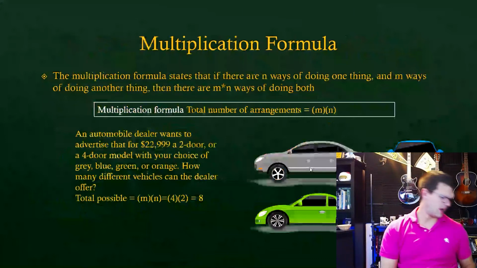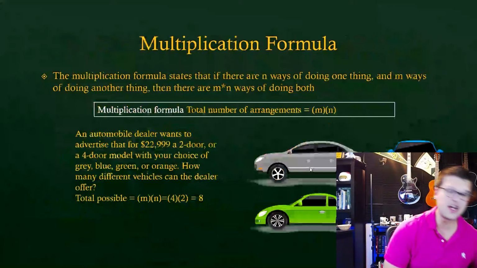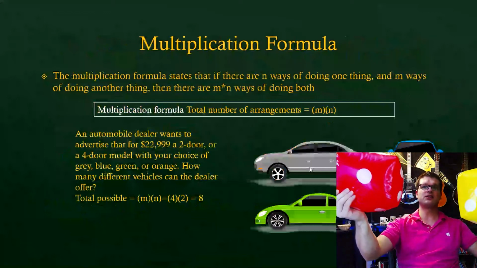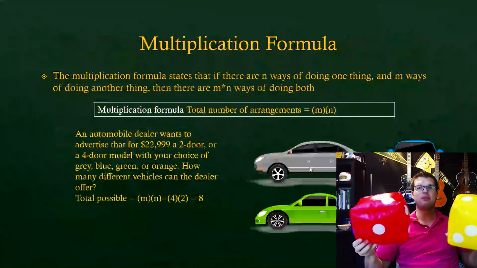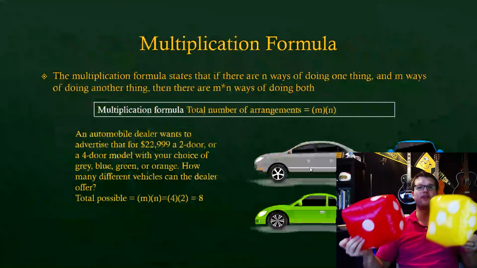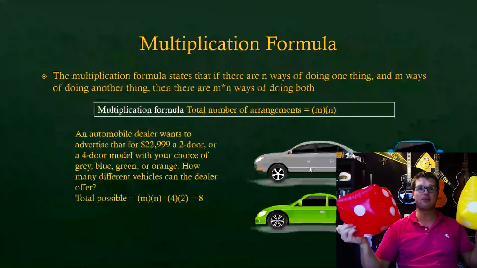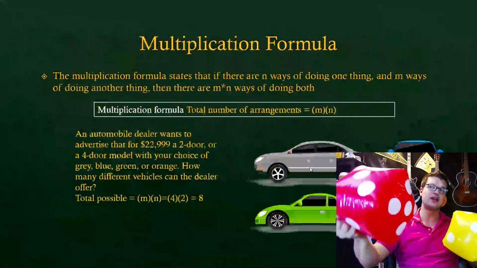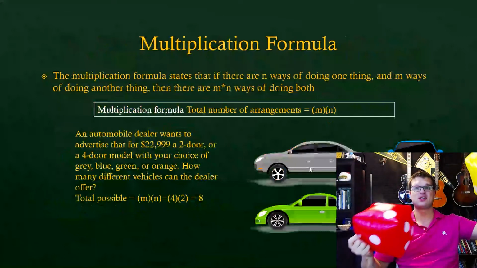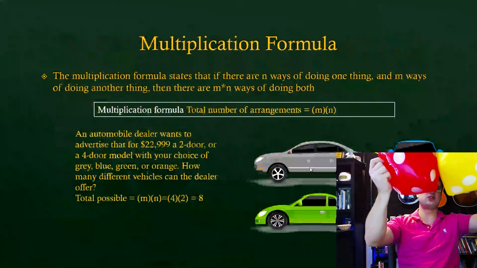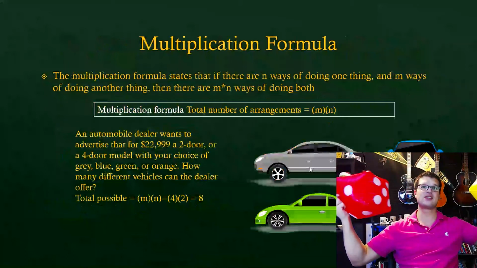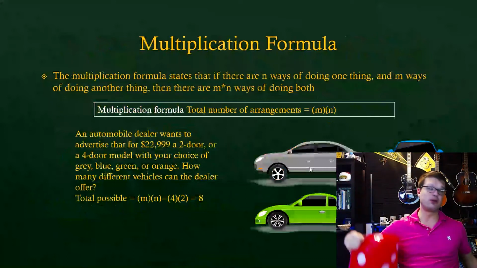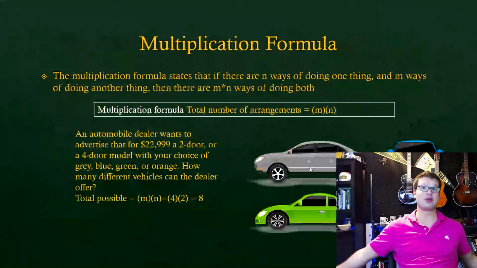For instance, with these dice, there are 6 possible outcomes here and 6 possible outcomes here. So what is the number of possible outcomes when I roll both of these together, assuming that these are 2 totally separate dice, the yellow die rolled and the red die rolled? So there would be 6 and 6. You multiply the 2 together, and there's a total of 36 possible outcomes between both of these dice, assuming that you look at both of these completely separately.